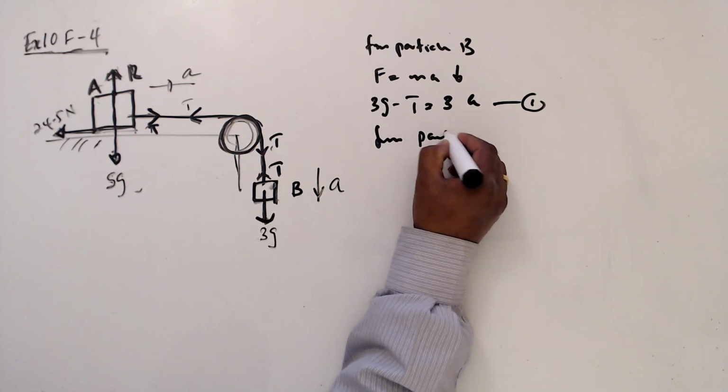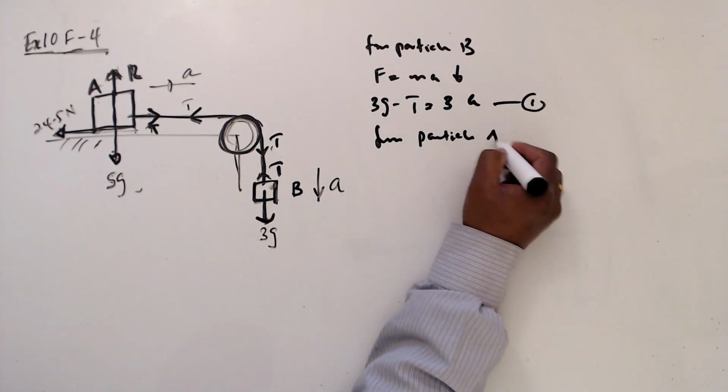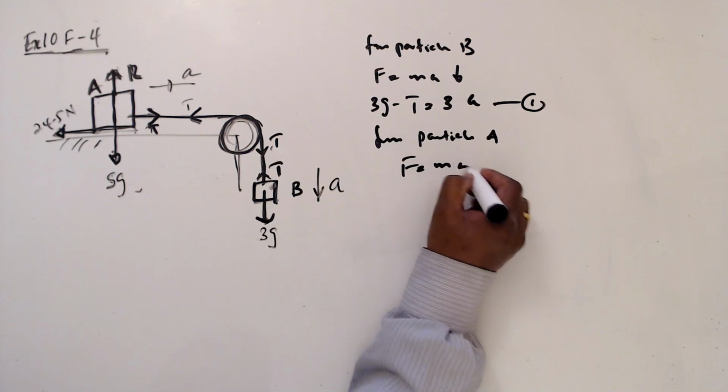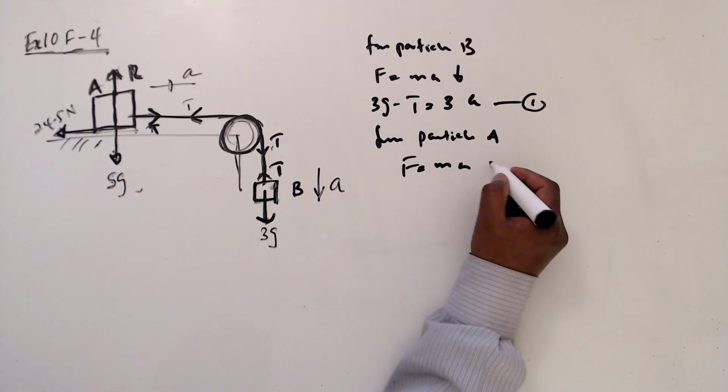For particle A, F equals ma to this side.